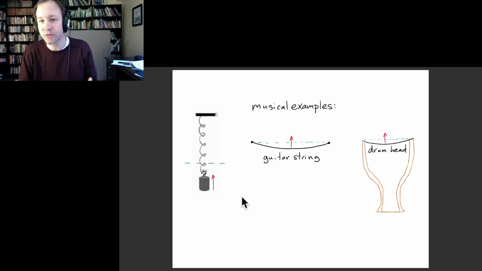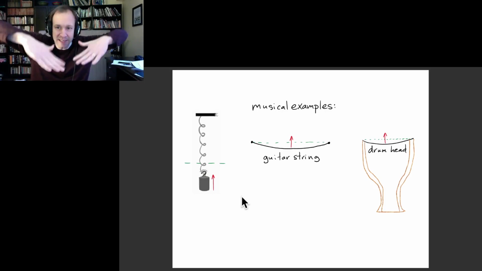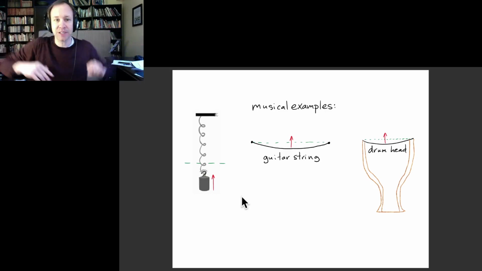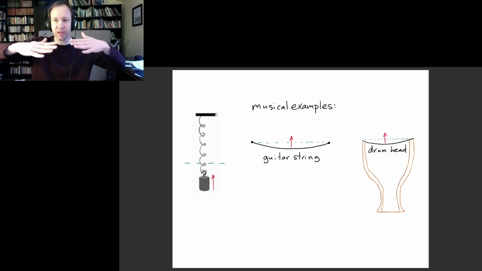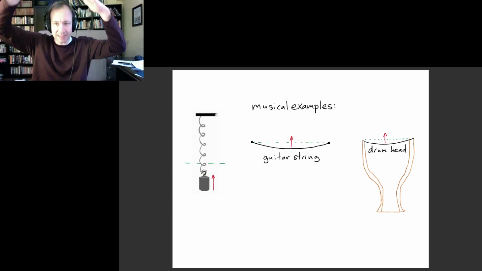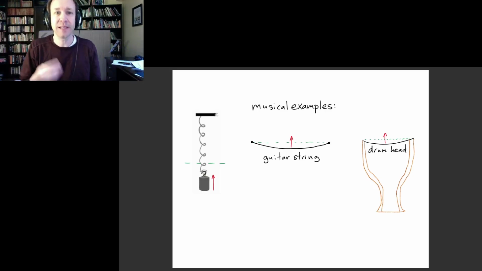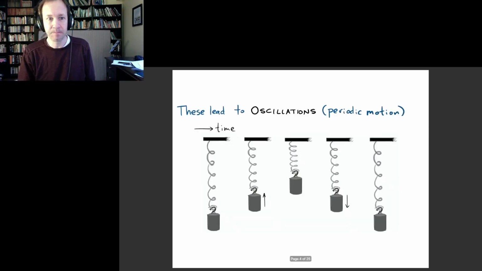Similarly, if you have a drum and you hit the drum, then temporarily the drum head is displaced away from the flat position that it wants to be in. And what will happen is that then the forces will try to bring it back. And then it might go past, and then there'll be forces trying to bring it back down again. And so these restoring forces show up in all sorts of systems, and especially the ones that we're going to be talking about when we talk about musical instruments.